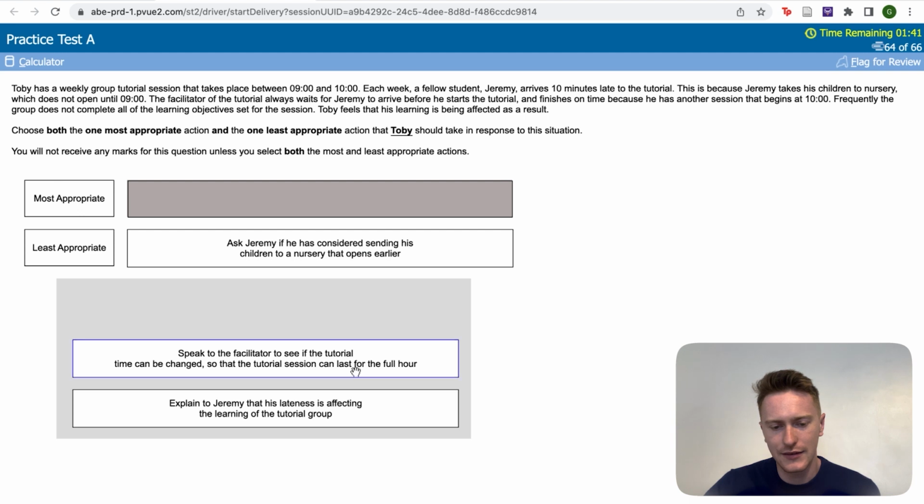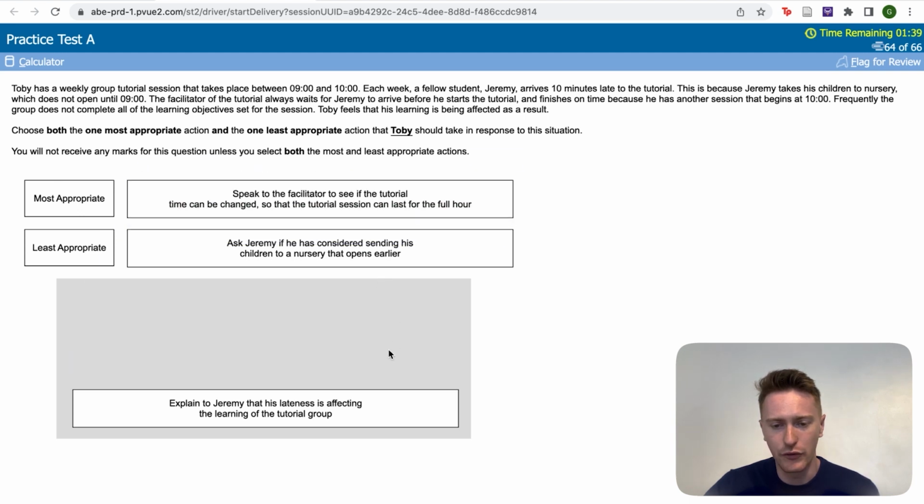Speaking to the facilitator to see whether you can change the time is probably going to solve the problem and is not confrontational. Explain to Jeremy that his lateness is affecting the group. I mean, that is somewhat appropriate, but it's also kind of guilt tripping him for something he can't control. Whereas this one is a lot more constructive about the whole thing.